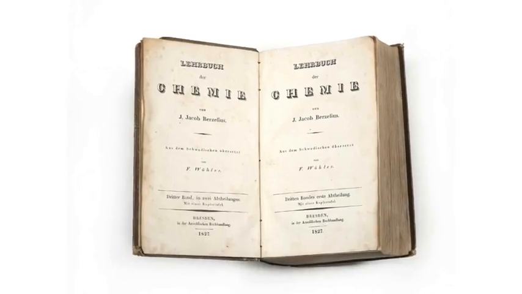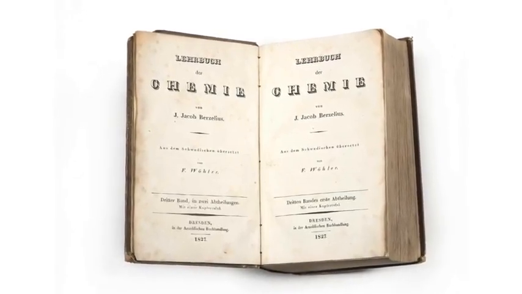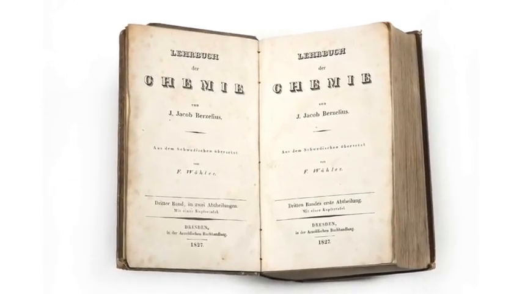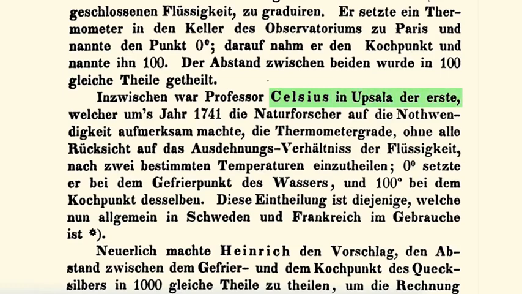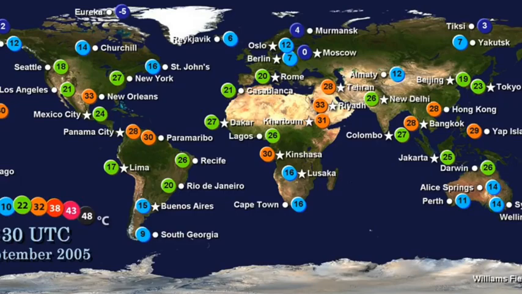They chose Celsius, possibly due to a popular 1800s German chemistry textbook by a guy named Berzelius. In it, Berzelius identified Celsius as the first to devise a temperature scale with 0 at water's freezing point and 100 at its boiling point, propagating the myth that Celsius created this scale. So, is Celsius undeserving of having his name immortalized on weather maps around the world?